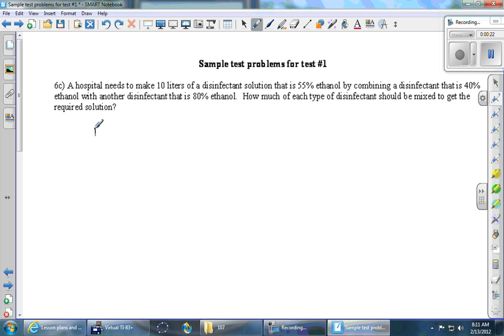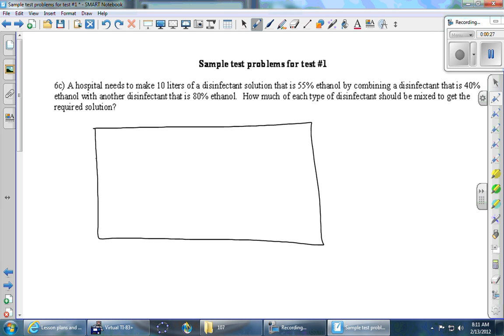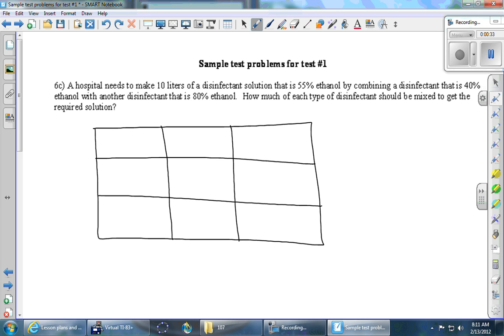We're going to make a table here. And just like in class, the table is going to have 3 rows and 3 columns. Take your time as you try to figure out what the labels should be for the rows and columns. So I've got some 40% solution and some 80% solution, and we're going to put them together and make some 55% solution. So the bottom row is our mixture row.